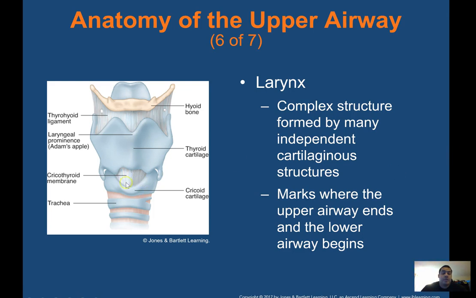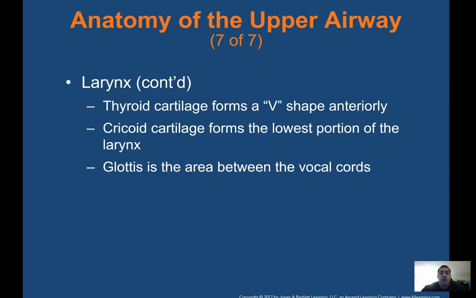So remember, this is Adam's apple, right? Cricothyroid membrane. For paramedics, they could open up this airway if it's blocked as a last resort. Larynx, thyroid cartilage forms a V shape anteriorly. Cricoid cartilage forms the lowest portion of the larynx. Glottis is the area between the vocal cords.